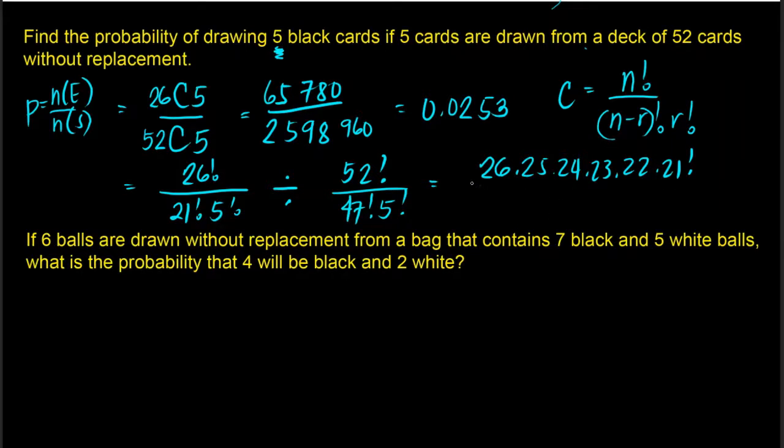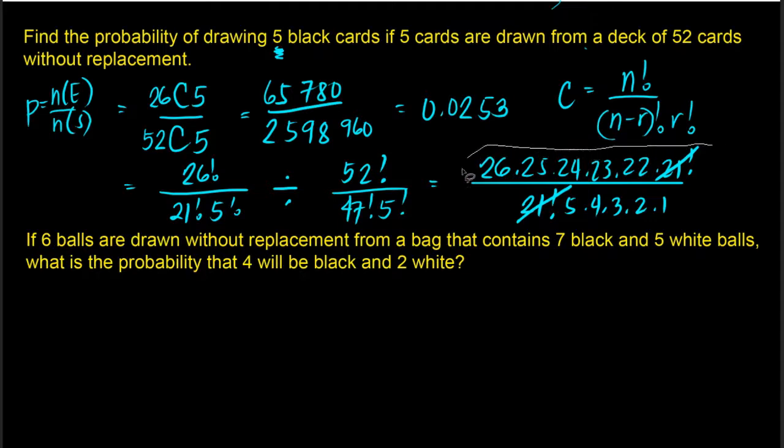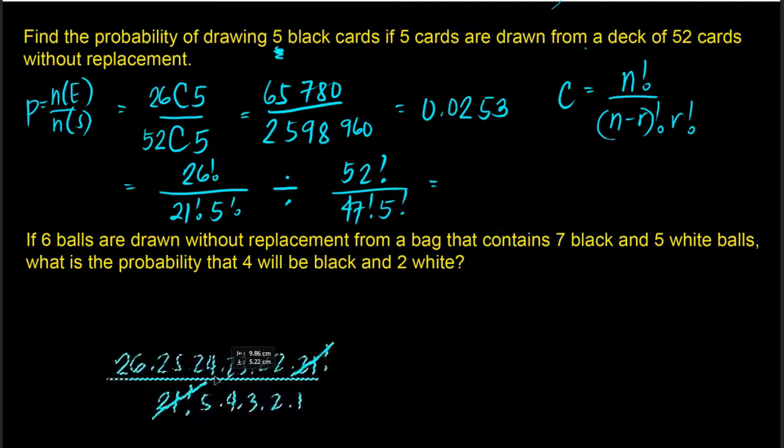Okay? And then you see 21 factorial in the denominator, and then you have 5 times 4 times 3 times 2 times 1. So, that cancels out, and you are left with putting in your calculator 26 times 25 times 24, 23, 22 over 5, 4, 3, 2. Okay? I'll put this below, guys.